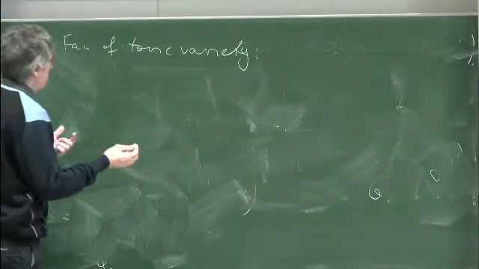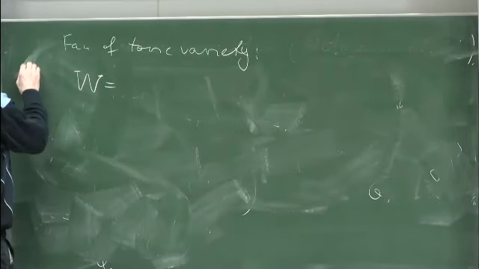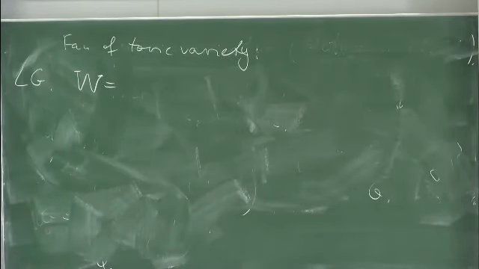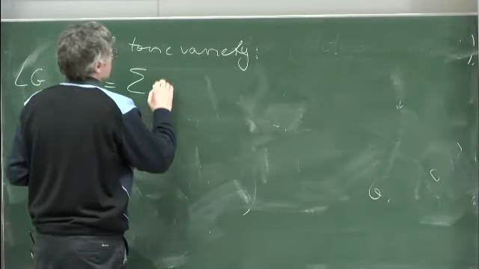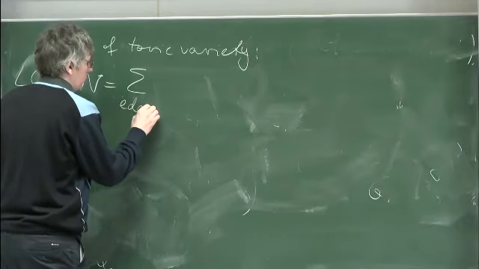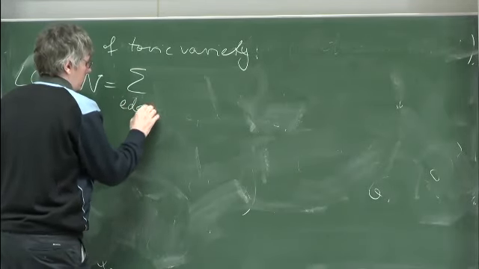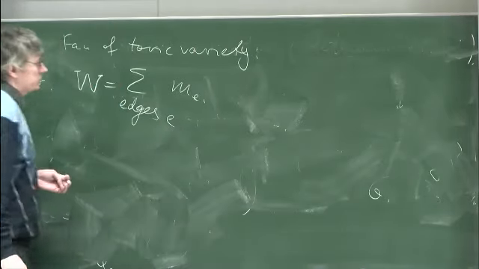And this fan gives you the formula for the Landau-Ginzburg potential W. So this is the Landau-Ginzburg potential, which is just the sum of monomials corresponding to edges of the fan. So it's the sum over edges E, and here we have the monomial M_E corresponding to this edge.